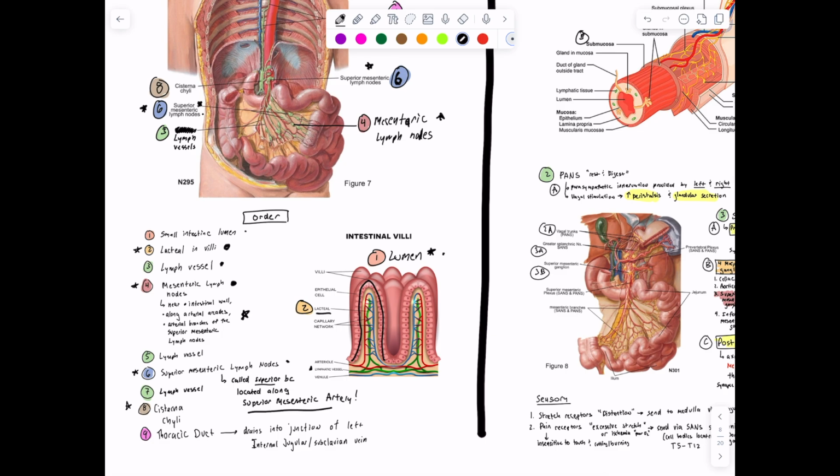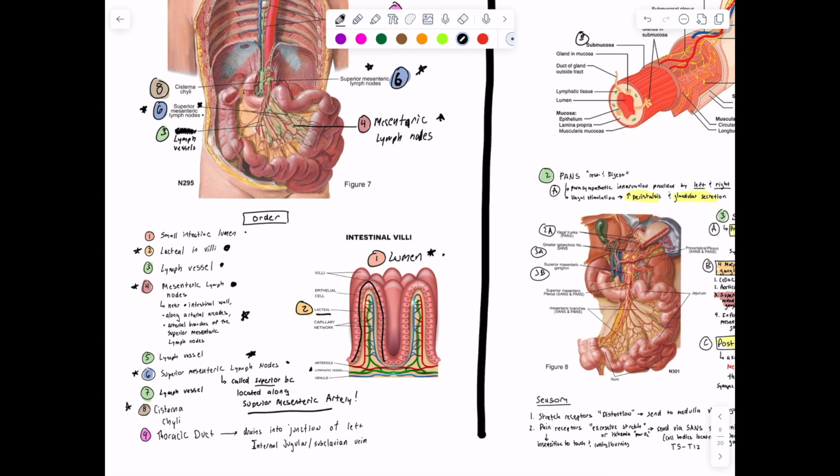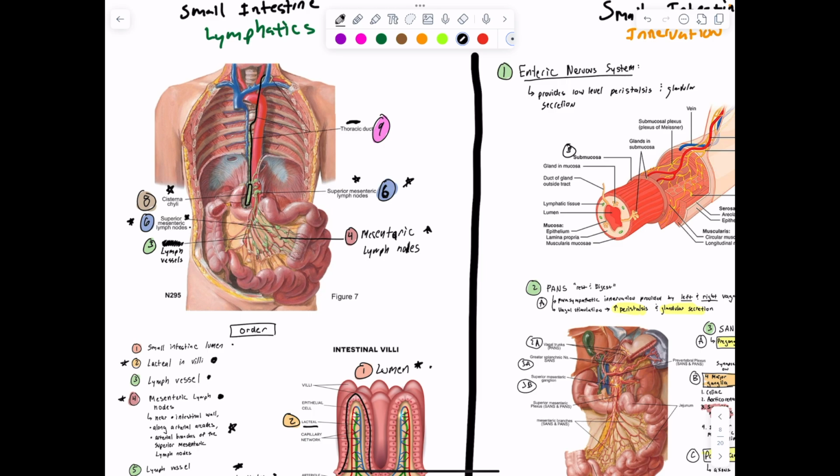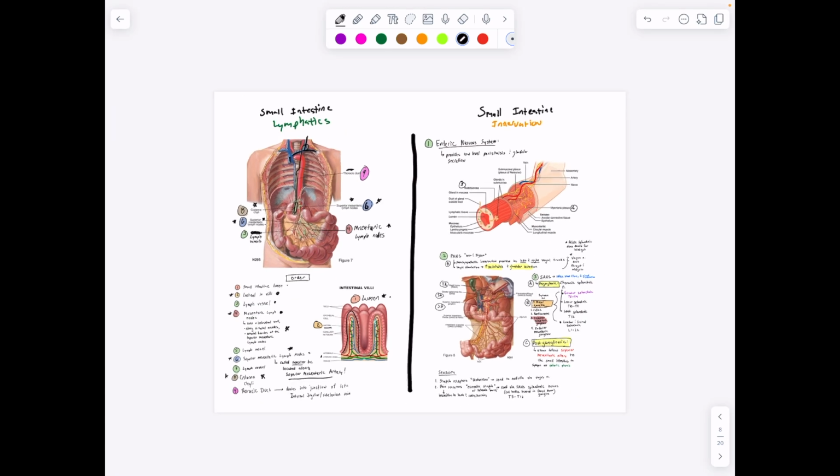Okay, so once you have gotten to the superior mesenteric lymph nodes, then you're going to drain into the cisterna chyli, which you can see here is this sac-like structure, which will then drain into our friend, the thoracic duct. And we know the thoracic duct is going to drain into the junction between the internal jugular vein and the subclavian vein right here, which comes off of the brachiocephalic vein, which goes into our superior vena cava. Okay, so not too bad.